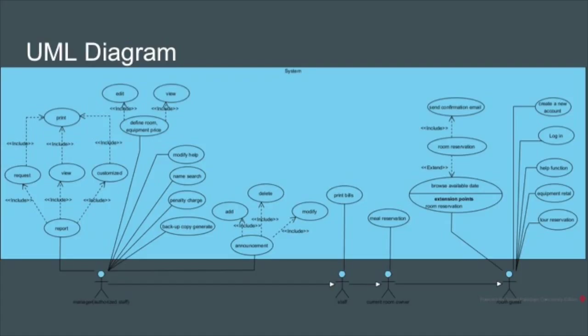In the resort, staff are divided into 2 kinds: common staffs and authorized staffs. Common staffs can help guests make all kinds of reservations through phone or email, and pull up bills and print bills. Managers can do price, report, and announcement and help content management. 3 more activities for managers include name search, penalty charge, and backup copy generation.